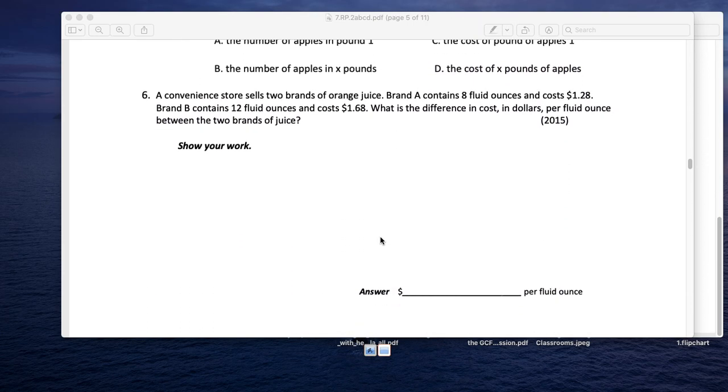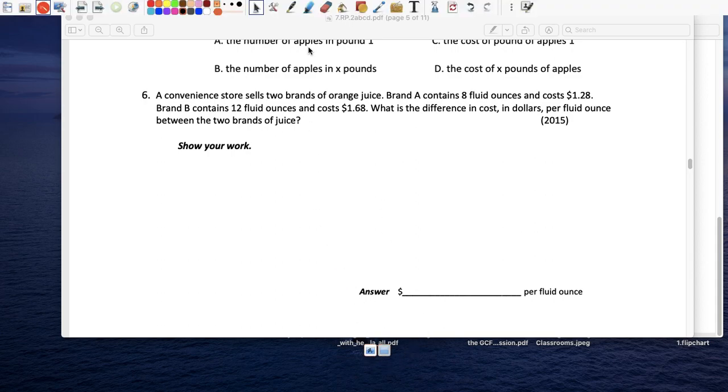Number 6. All right, not too big of a fan of this question, but this is a 6th grade question. The first one says you paid $1.28 for 8 ounces. And brand B, you paid $1.68 for 12 ounces. I have no idea why this question is here. What's the unit rate and what's the cost?